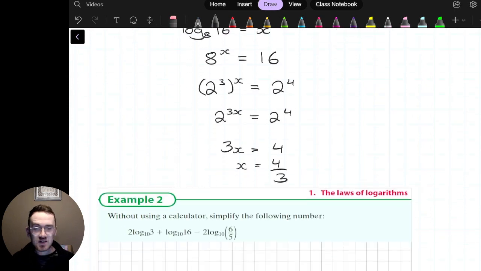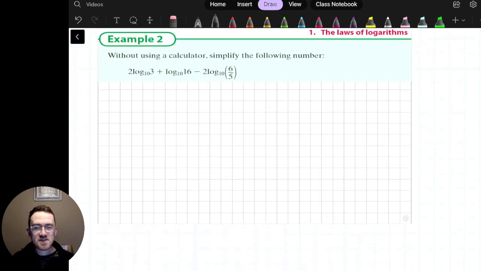Okay, let's look at one example then that actually uses the rules. So say this one here. We're told without using a calculator, simplify the following number.